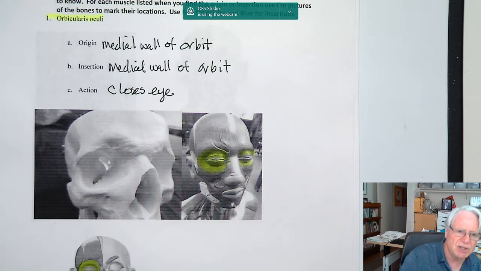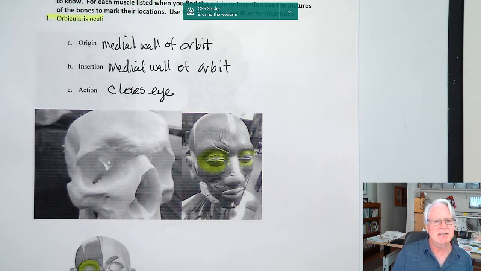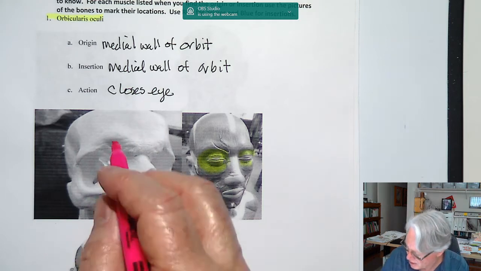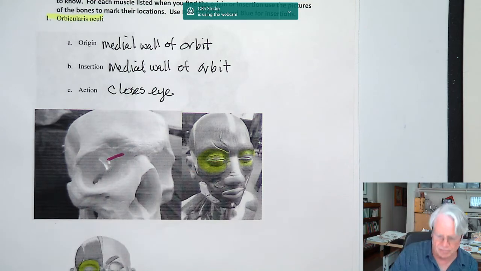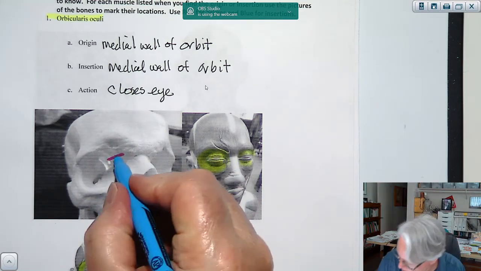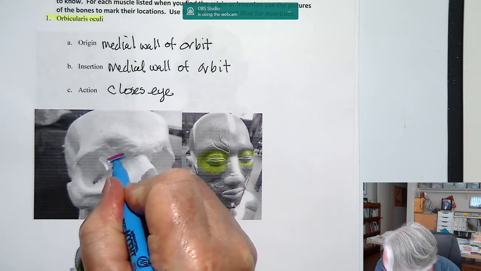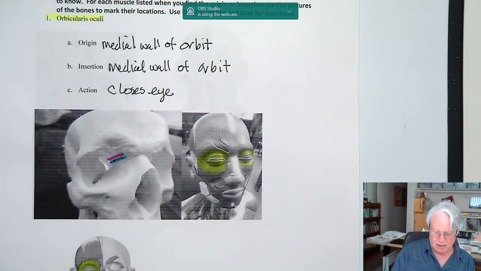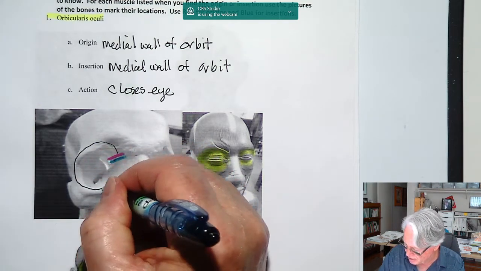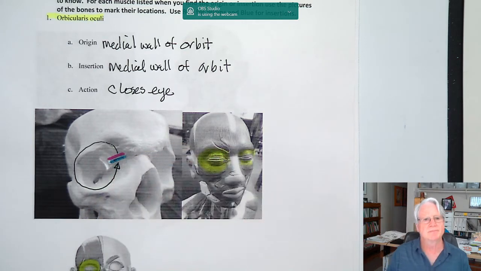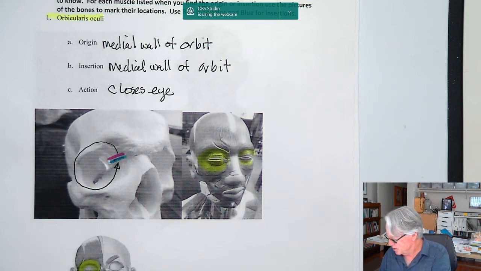Now, to put the information on the skeleton where we are looking, we would have origin and insertion right next to each other, just like that. And what would happen is this muscle would go all the way around the eye like this. Okay? Orbicularis oculi.